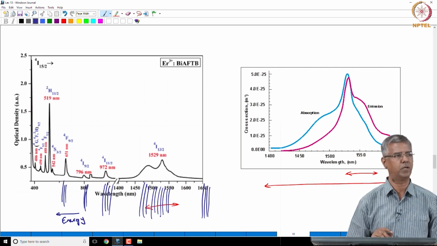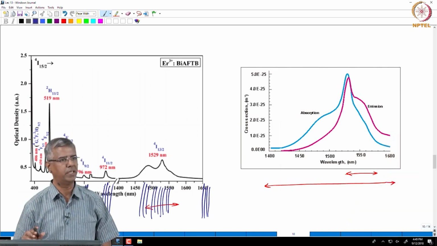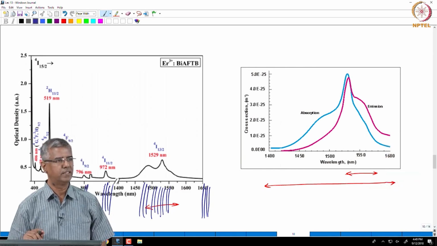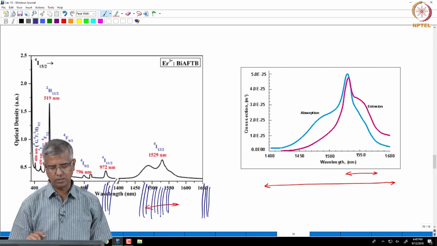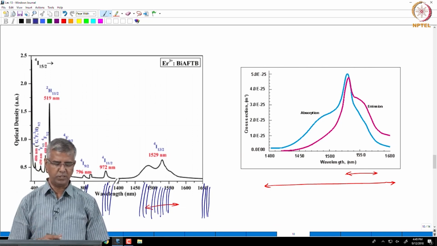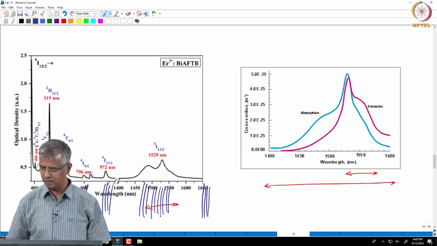Each of these absorption peaks corresponds to one of those transitions. Do you understand what I am saying? Is there a question on this? Right. So, this is one way of visualizing the absorption spectrum of any given element.